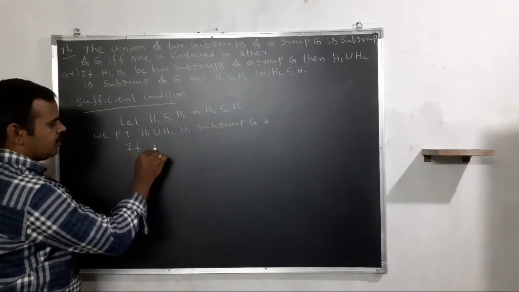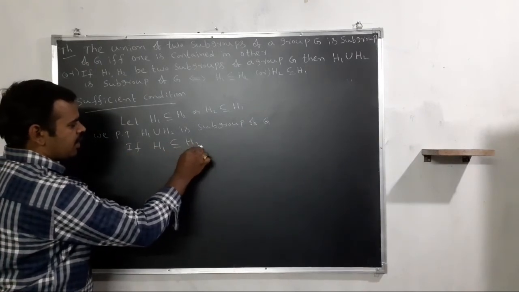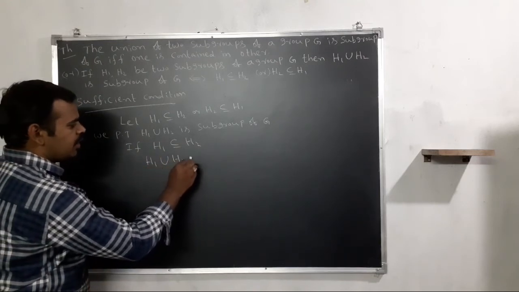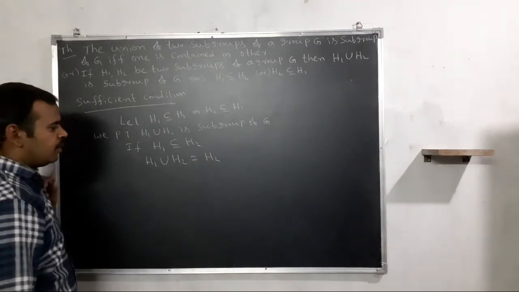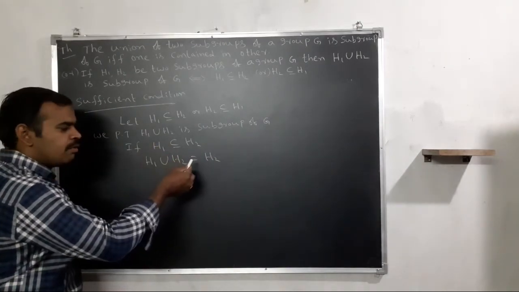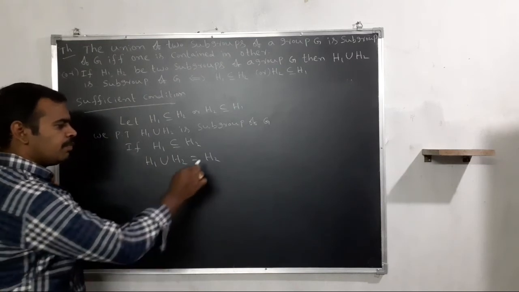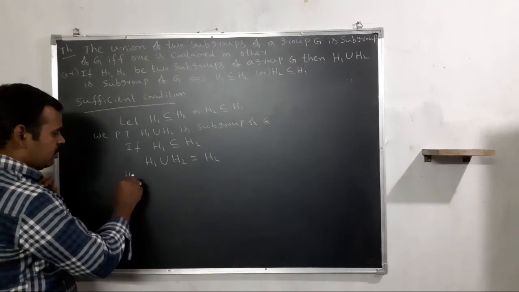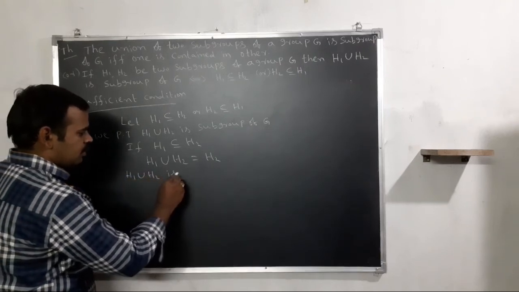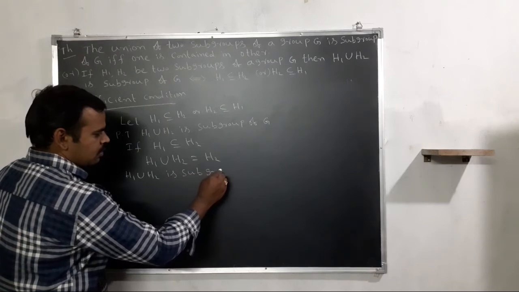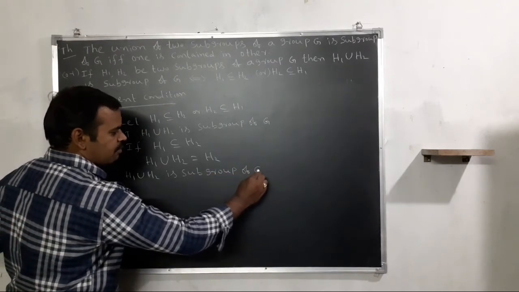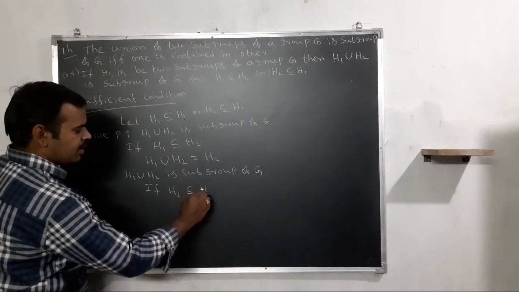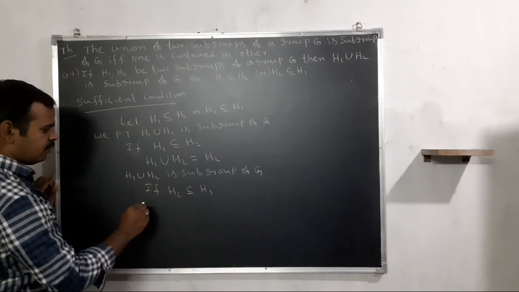First, if H1 is contained in H2, then all elements of H1 are also in H2. Then H1 union H2 equals H2. If A is a subset of B, all elements of A are in B. Similarly, H1 union H2 equals H2. Since H2 is a subgroup, H1 union H2 is also a subgroup of G.